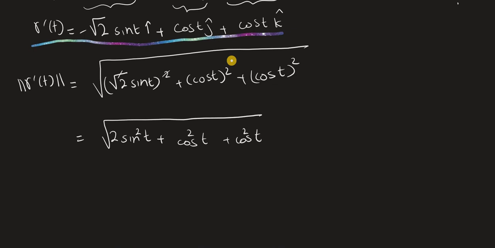You see here cos squared of t two times, so you can just write it as 2 cos squared of t, and then 2 sine squared of t, which was already there, and not forgetting the square root.